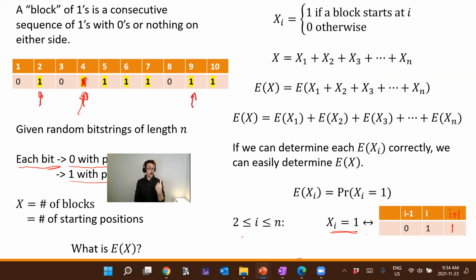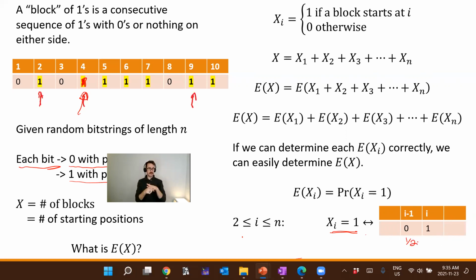And then what happens in I plus 1? Well, if I have a 1 here, that's fine, this is still the start of a new block. Or if I have a 0 here, this is also still the start of a new block. So I don't care what happens in I plus 1. What I need to have happen is a 0 before it and then a 1 at that location.